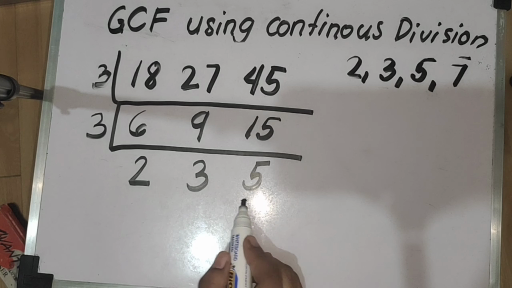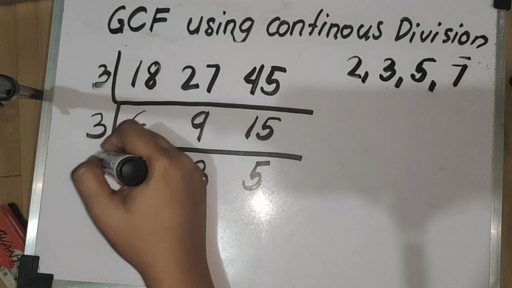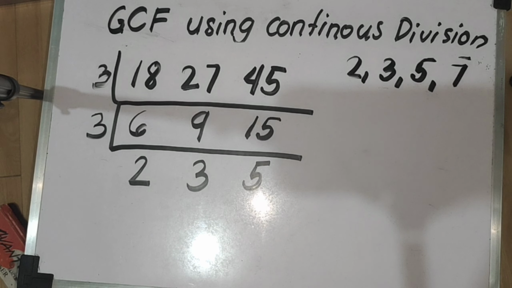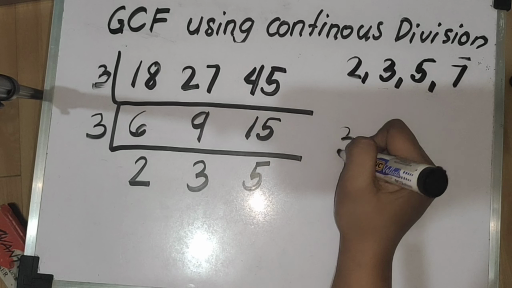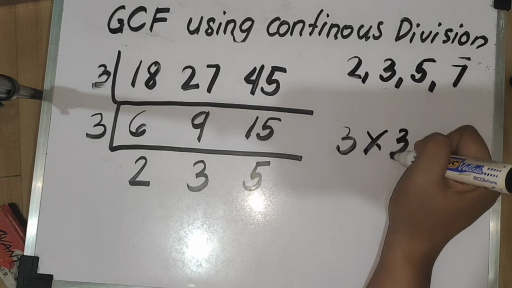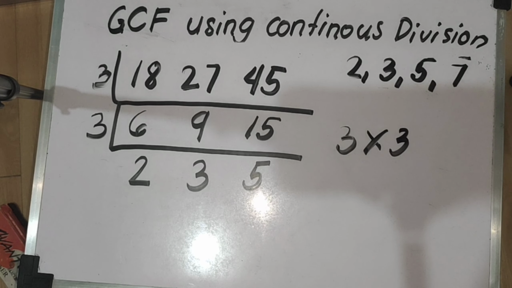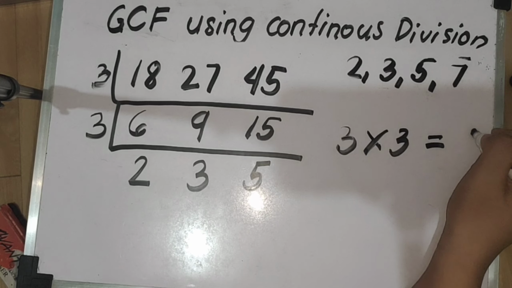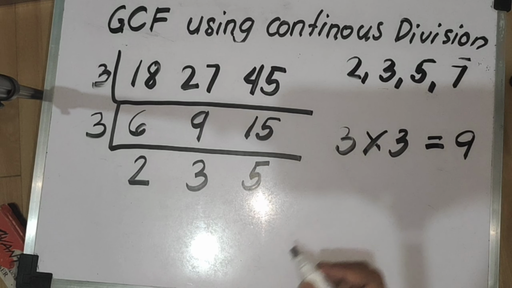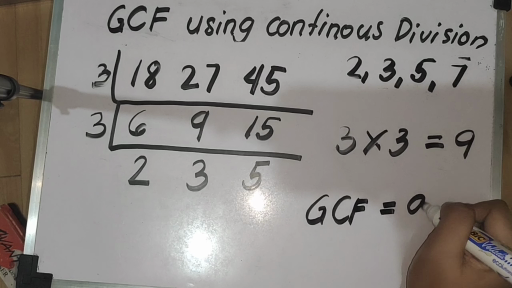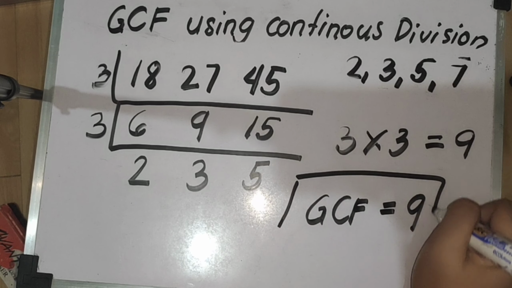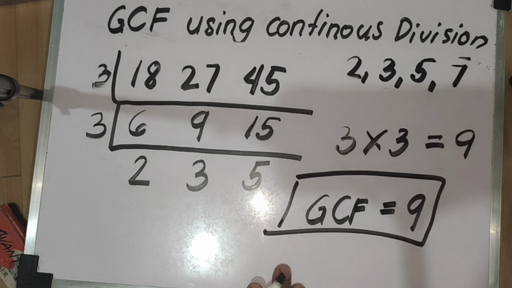Okay. So, since nag-stop na, let us use these divisors to get our GCF. So, we have 3 times 3. So, 3 times 3 is equal to 9. Therefore, our GCF is equal to 9. The GCF of 18, 27, and 45 is 9. That's all.